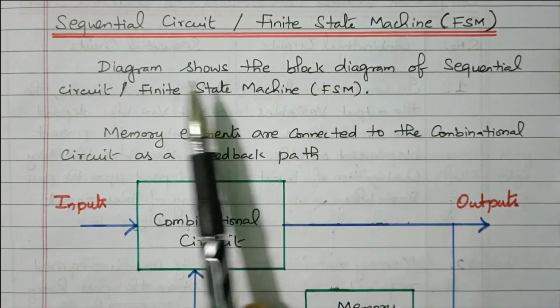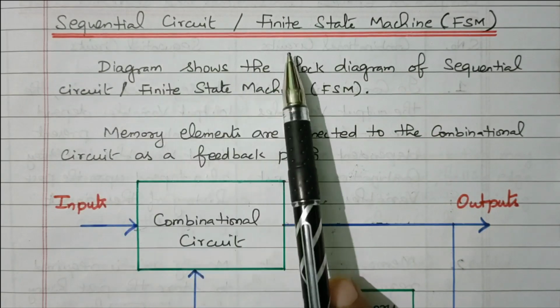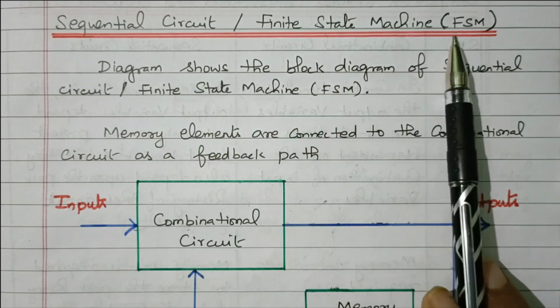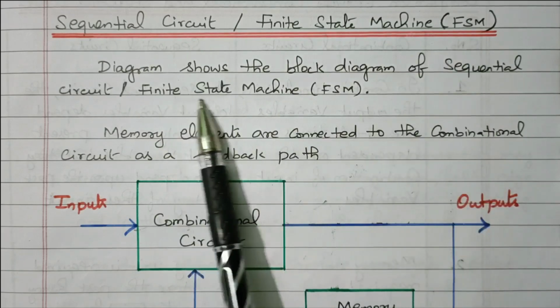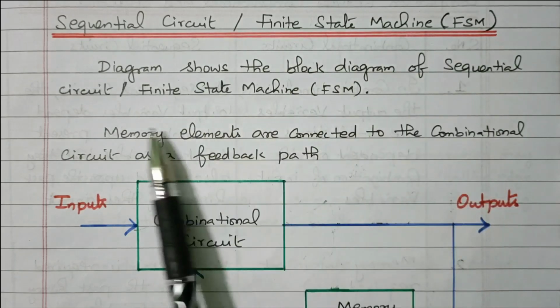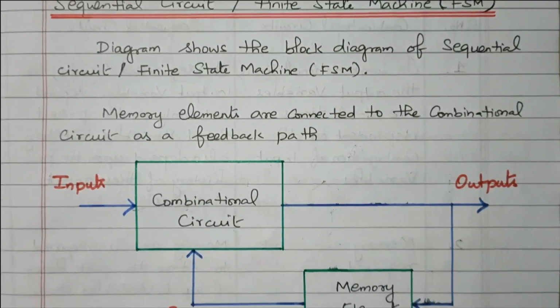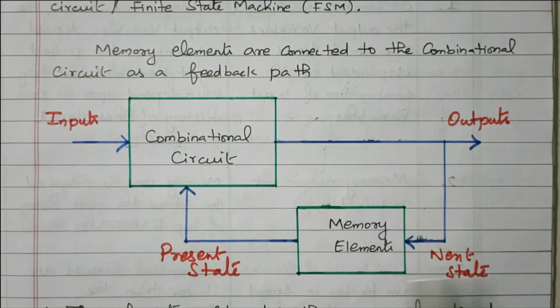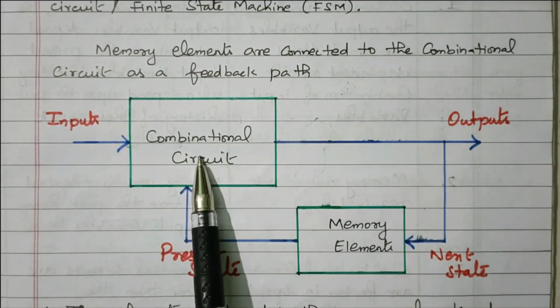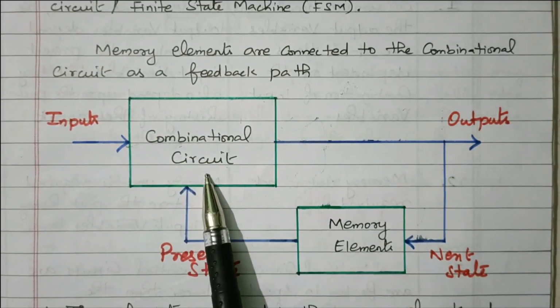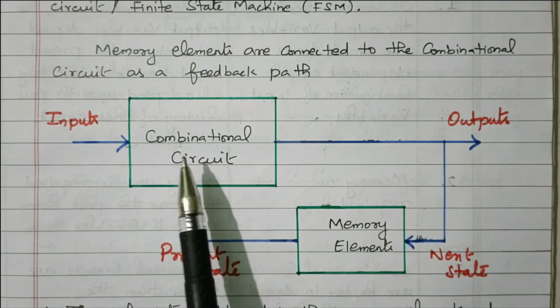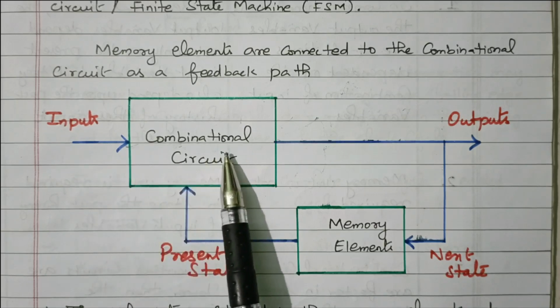Now we'll go to the topic sequential circuit or finite state machine, FSM. The diagram shows the block diagram of a sequential circuit or finite state machine. Now we'll see the diagram. So this is a combinational circuit with memory element. Combinational circuits, we know, are adder, subtractor, decoder, encoder. These are all combinational circuits. If the input is given, it will give the output.